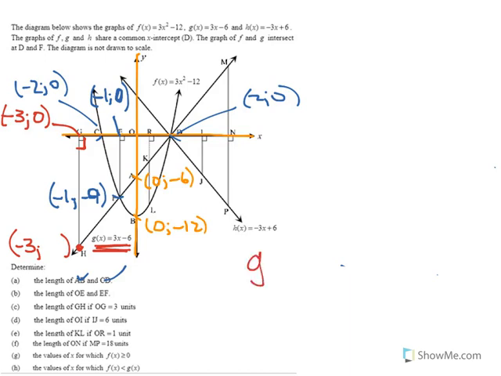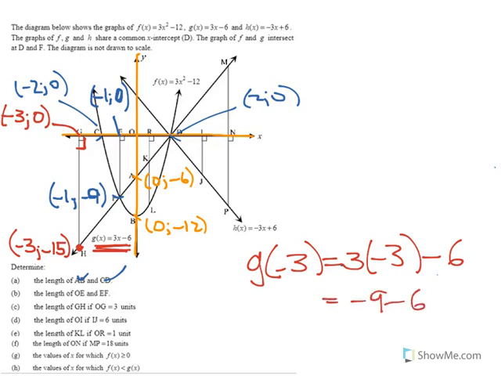Basically, we're asking ourselves, what is the output of the function g when my input is negative 3? And that would be 3 times negative 3 minus 6. And if you work that out, that comes to negative 15. Negative 9 minus 6 is negative 15. And so the length of GH would be 15 units. 0 minus minus 15, or you can think about, how many units would you have to climb to get from the minus 15 level to the 0 level.